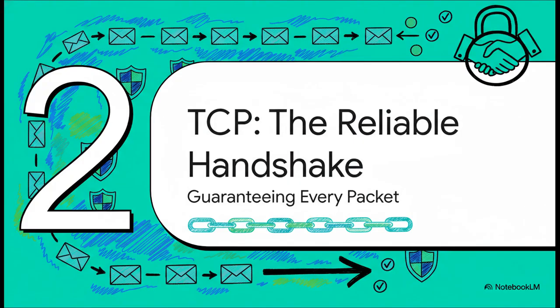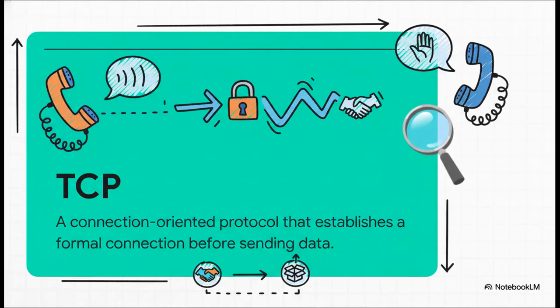So first up, let's talk about TCP. Its whole personality, its entire reason for being is built on one single idea: reliability. It is absolutely obsessed with making sure every single little packet of data shows up at its destination perfectly intact and in the correct order. So how does it pull this off? Well, TCP is what we call connection-oriented. It won't send a single byte of data until it has established a formal, stable connection.